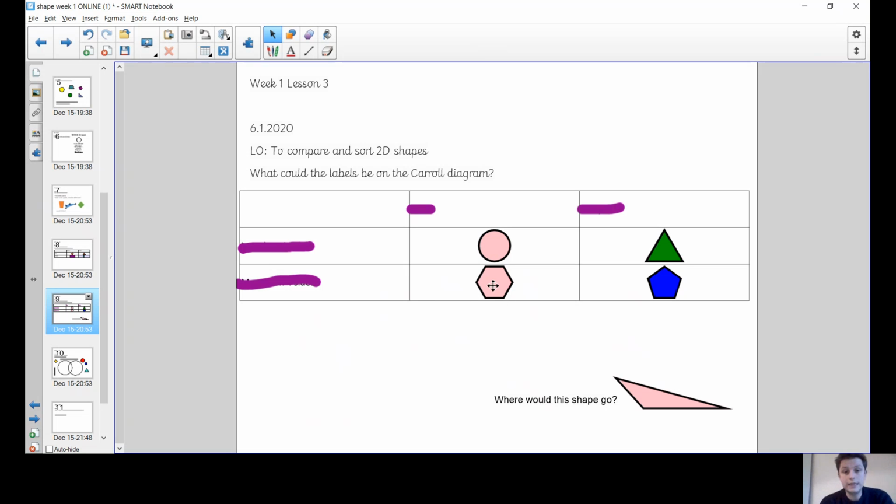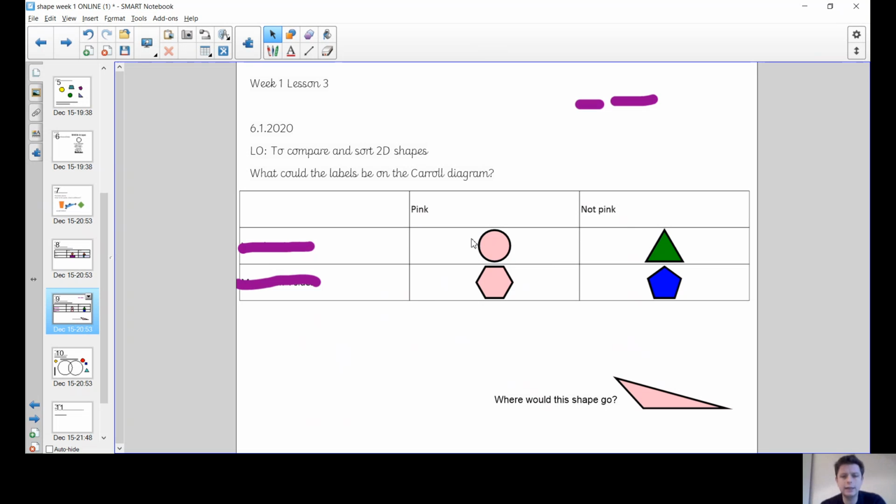Right, so hopefully this one is the easiest one. We should be able to see that the thing that's the same about these two shapes is that they are both pink. They're the same colour. So this category is pink. They put all the pink shapes into this column in the Carroll diagram. Now these two aren't the same colour. So the category here is not pink. So we've got shapes that are pink and shapes that are not pink. We've sorted it like that.